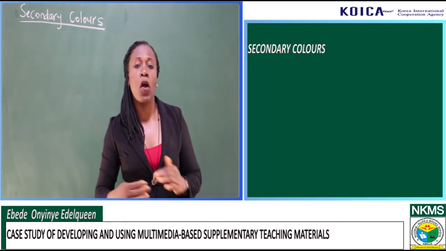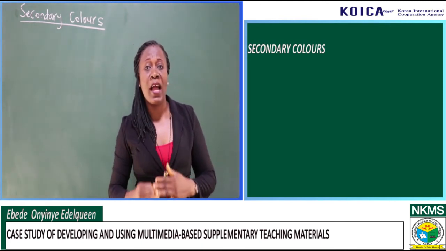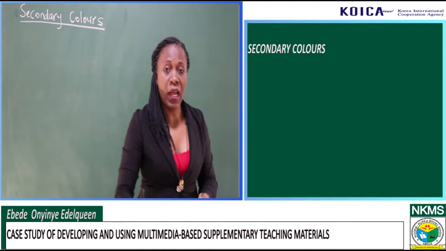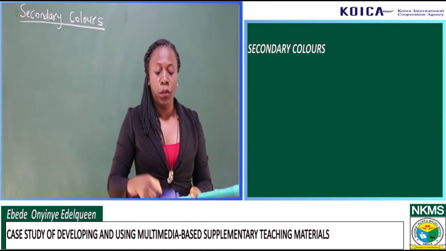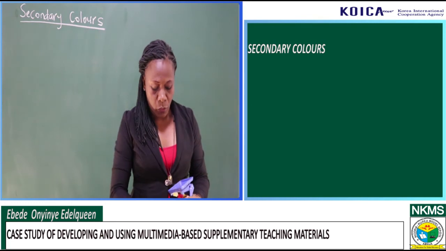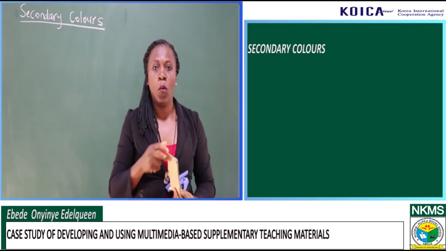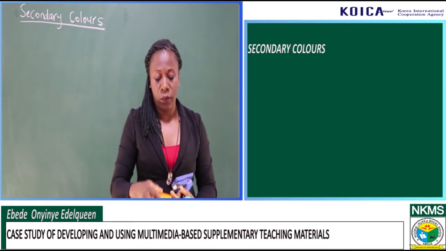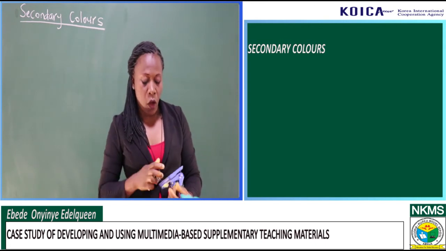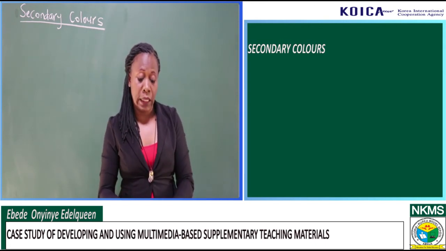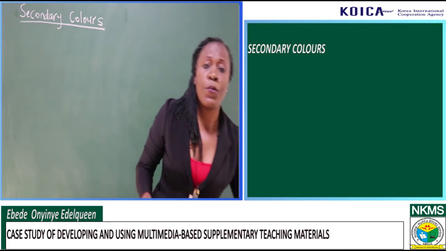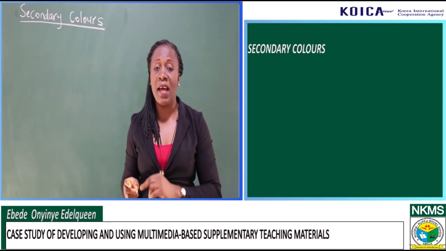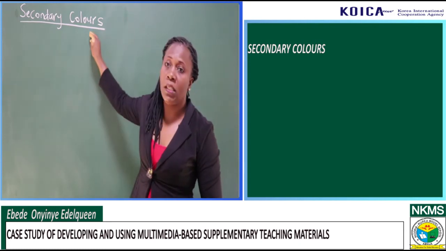We have different colors. All the objects we have, they contain color. Like we have green, blue, yellow, purple, pink, orange, and there are many more colors. And these colors are divided into primary colors, secondary colors, and tertiary colors. But we are going to talk about the secondary colors.